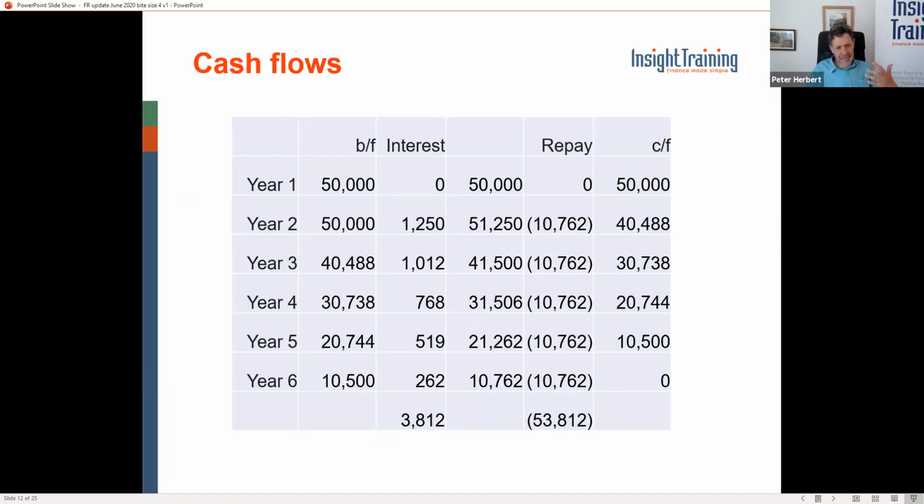So the initial loan amount is 50k. There's no interest charged in year one. There's no repayment of capital or interest in year one, and therefore at the end of year one, the opening balance of 50k becomes the closing balance. We then roll it through the remaining 5 years. We accrue interest year on year at 2.5%, the fixed rate for the bounce back loan scheme. And we then effectively have a total of £3,812 interest over that 5-year, effectively 6-year term in total. And you've therefore got repayments of 53,812 in equal instalments of 10,762 beginning from year 2. So that's the way the cash flows work.